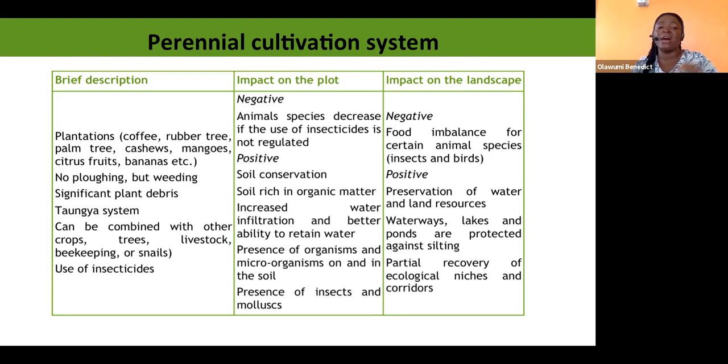These are able to increase the organic matter of our soil. And then this helps also to increase the soil fertility, which then leads to the preservation of water and the land resources, which will reduce the silting in our soil. Then the waterways, lakes, and ponds are protected. Then partial recovery of ecological niches and corridors. These are the impacts of perennial cultivation system on the landscape.